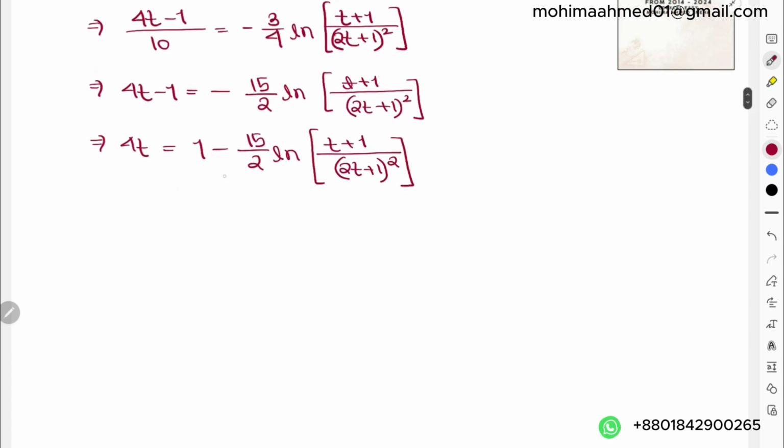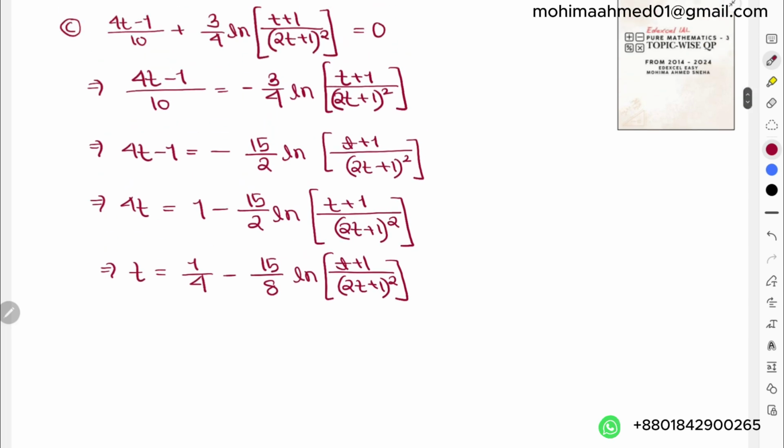And again, I'm going to basically divide everything by 4. So if I separately write 4 division with 1 and then 4 division with this, you basically have 1 by 4, and 15 by 2 divided by 4 is going to be 15 by 8 ln of (t plus 1) over (2t plus 1) whole square, with the bracket.